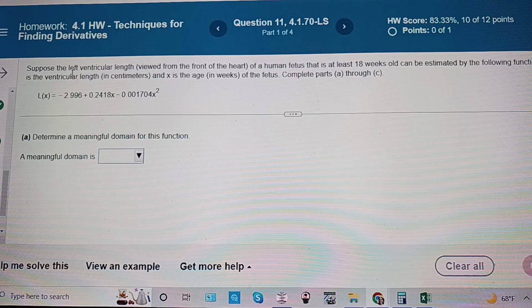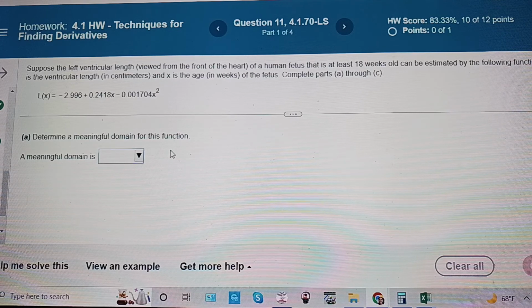Okay, so we're looking at the ventricular length, as viewed from the front of the heart of a human fetus that has to be at least 18 weeks old, and it's approximated by this function here, L of x, L for length, I guess. So notice we have a polynomial, and it's a quadratic polynomial. They're going to probably have us doing a derivative here in a second. There's parts A through C.